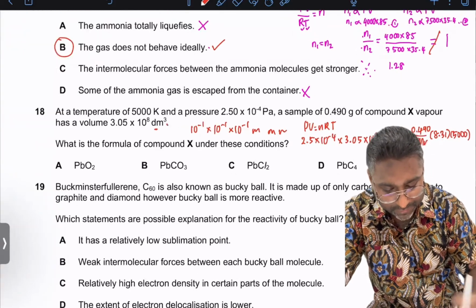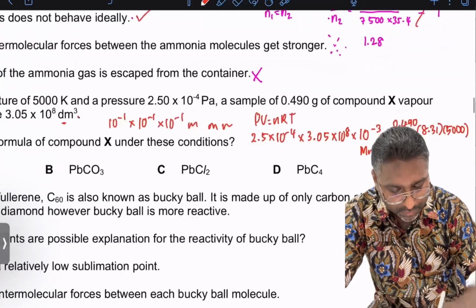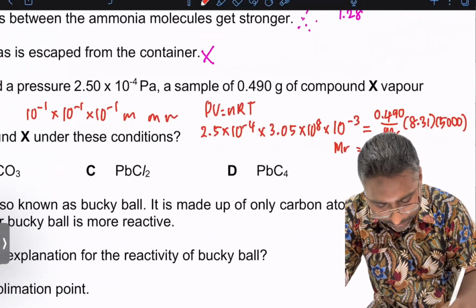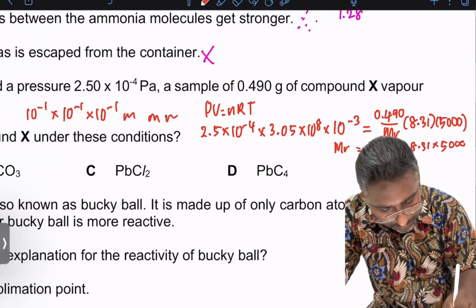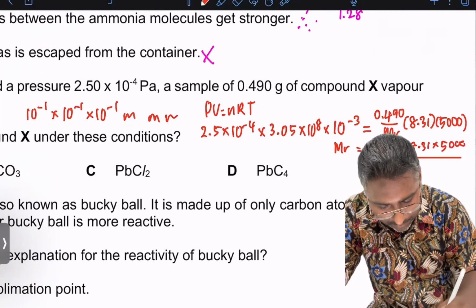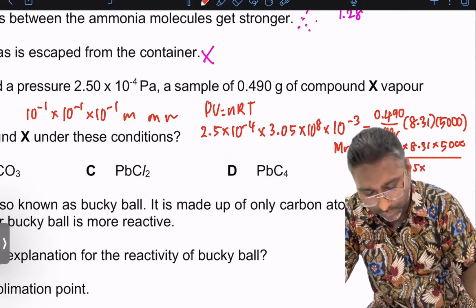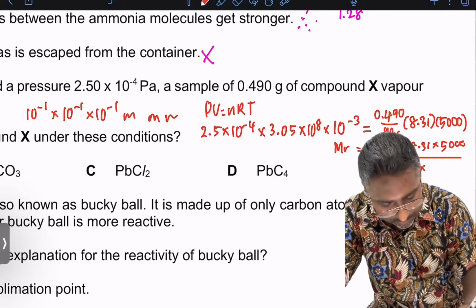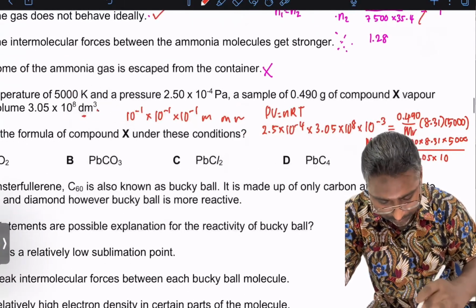So find out what is mR. Okay, you find out what is mR. Okay, you calculate. While I write this, you can also calculate. Divided by 2.5 times 3.05 times 10 to the power of 4, 10. Okay, so I just try to calculate also.